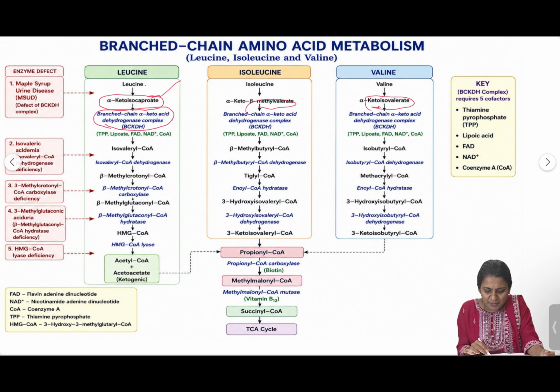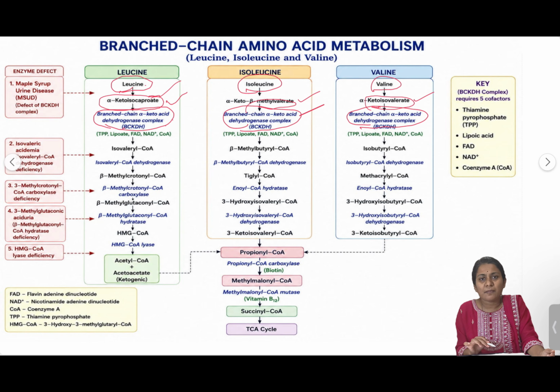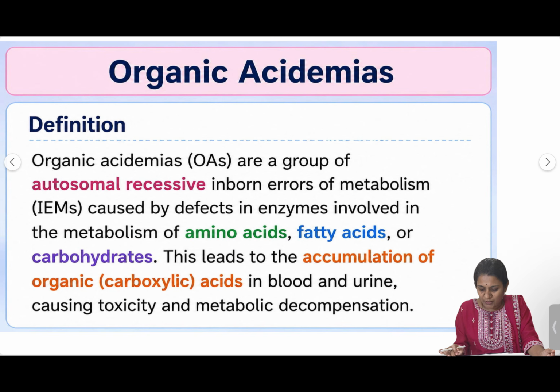Because this is the first step, if branched chain alpha keto acid dehydrogenase complex is deficient, what is going to happen? This enzyme is involved in the metabolism of leucine, isoleucine as well as valine. So if there is a defect or deficiency of this enzyme, there is a probable chance of accumulation of what? Alpha keto isocaproate, beta methylvalerate and keto isovalerate. And in the blood you will also find excess leucine, isoleucine and valine. So this is the first enzyme which will lead to MSUD.